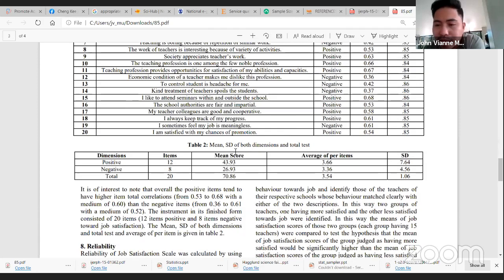So basically, what I'm saying is that you can develop your own instrument, but I would strongly suggest that at your own level, you check whether there are instruments available that can guide you in measuring your variables. Okay.